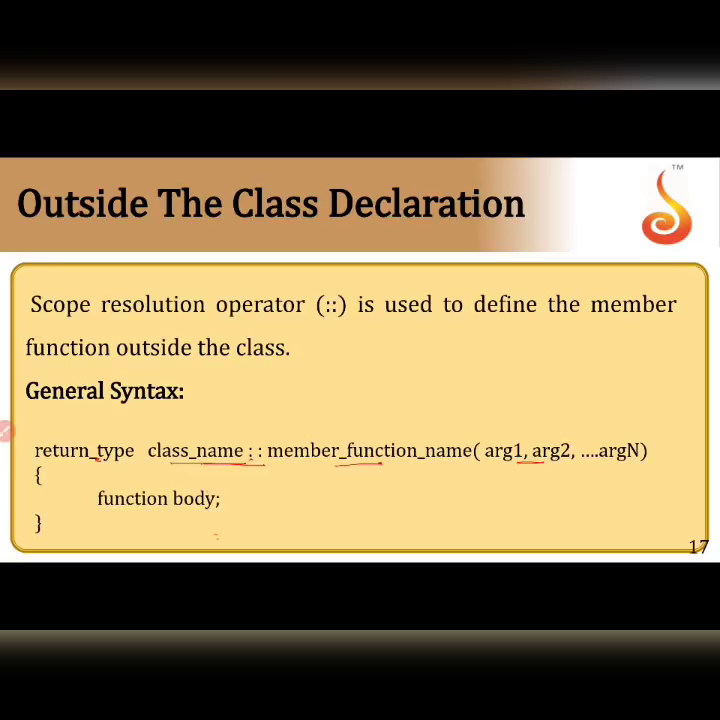This is written after you close your class, that is, return type, class name. This is the return type of the function. Class does not have any return type. The name of the class to which the function belongs, in which the function is declared, scope resolution operator, the member function name, and the argument list if there are any, and the body of the function.